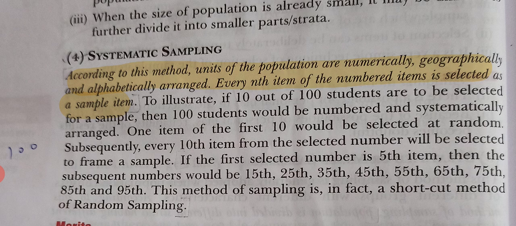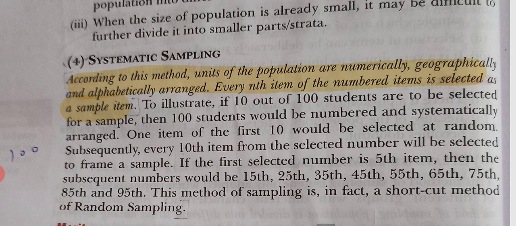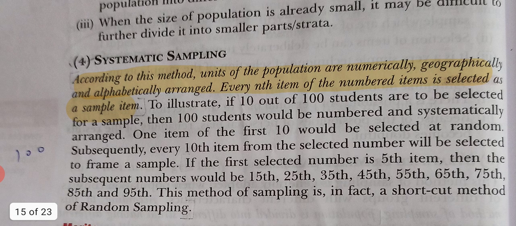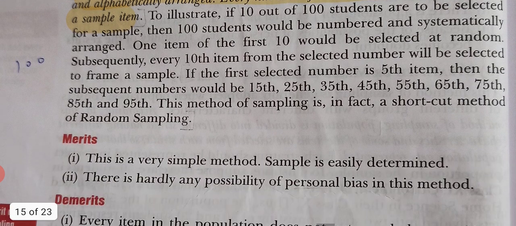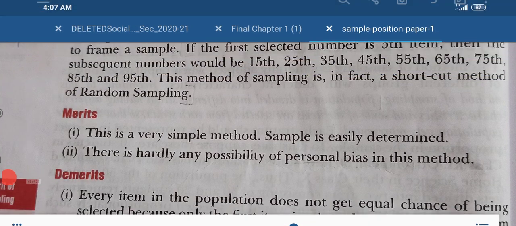Or another example is numbers. There are students with roll numbers 1 to 100. Out of that, the students who are every 10th item, like 10, 20, 30, 40, 50, 60, 70, 80, 90 and 100, can be selected as a sample. So in this way, there is not any chance of biasedness.